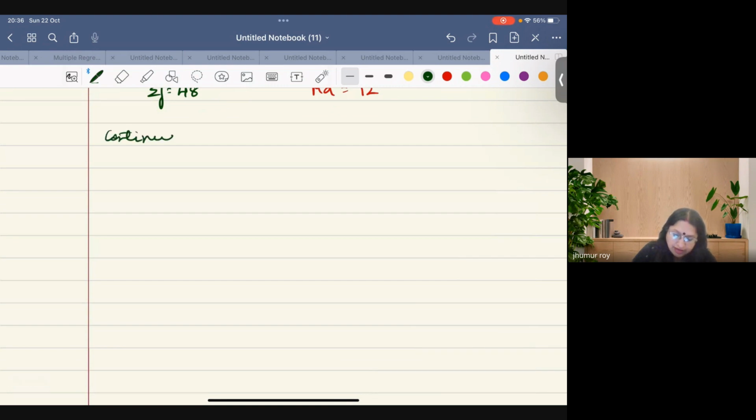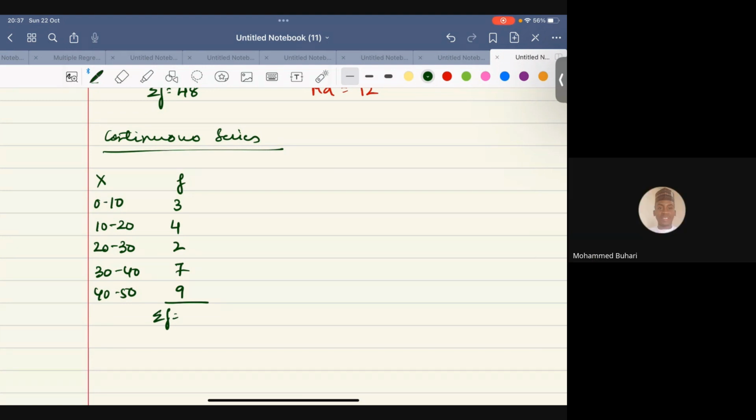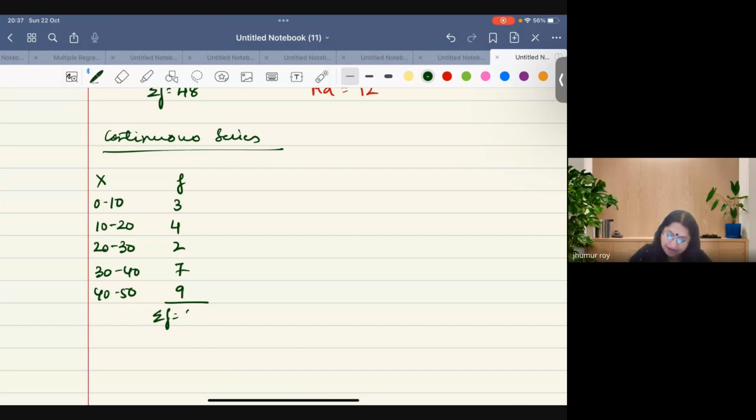For continuous series also, mean is very easy to calculate. I will tell you how, very simple to do. Suppose you've got x values 0 to 10, 10 to 20, 20 to 30, 30 to 40, and 40 to 50, and frequency is 3, 4, 2, 7, 9. Same thing: first, we will add up the frequency, sigma f. Tell me total. 25.